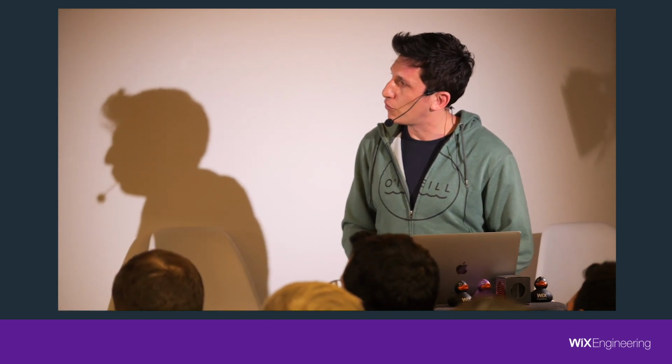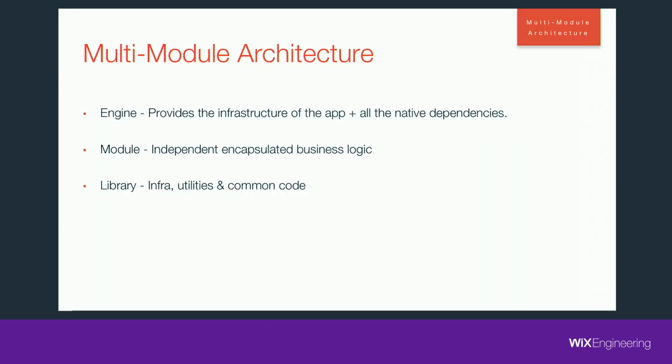We defined 3 entities. The first of them is the engine. The engine is the core of the application. It consists of native code, and it knows how to load a module. In a few seconds, we'll understand what a module is, and provide this module all the native dependencies this module needs.